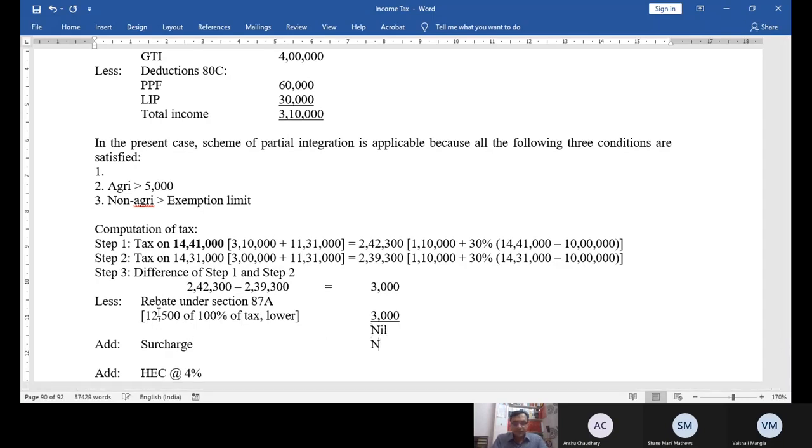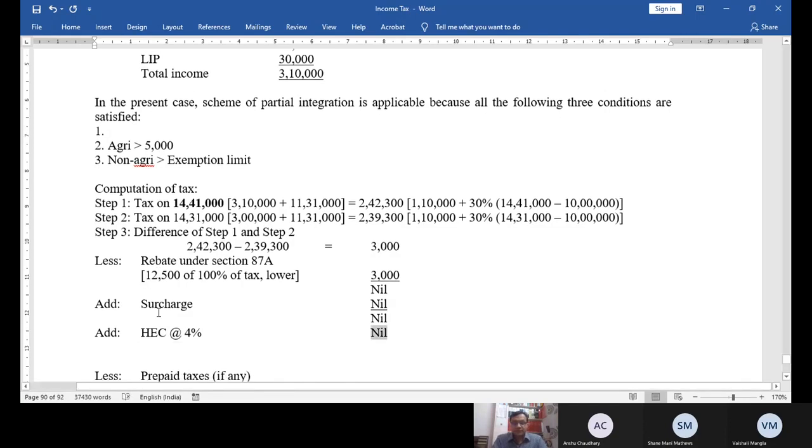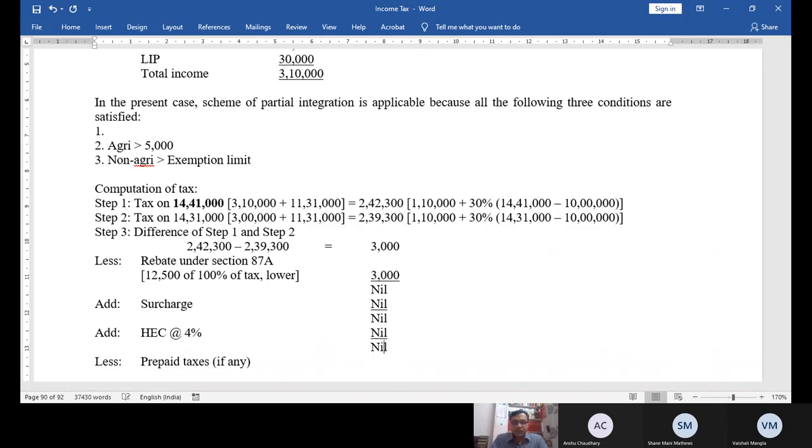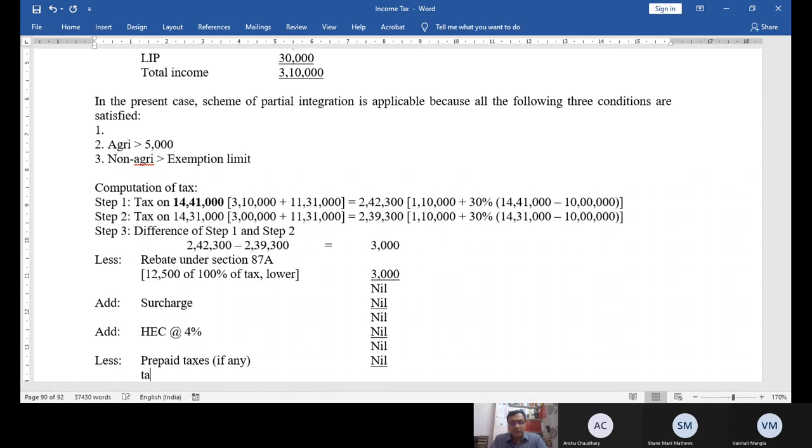Surcharge nil. Now everything will go nil, but you have to show this. Show this means whenever these figures are there, you have to write these. If these are not there, then in the examination there is no need to write. I simply want to show that had there been some figures, I would have included this tax liability. Nil.